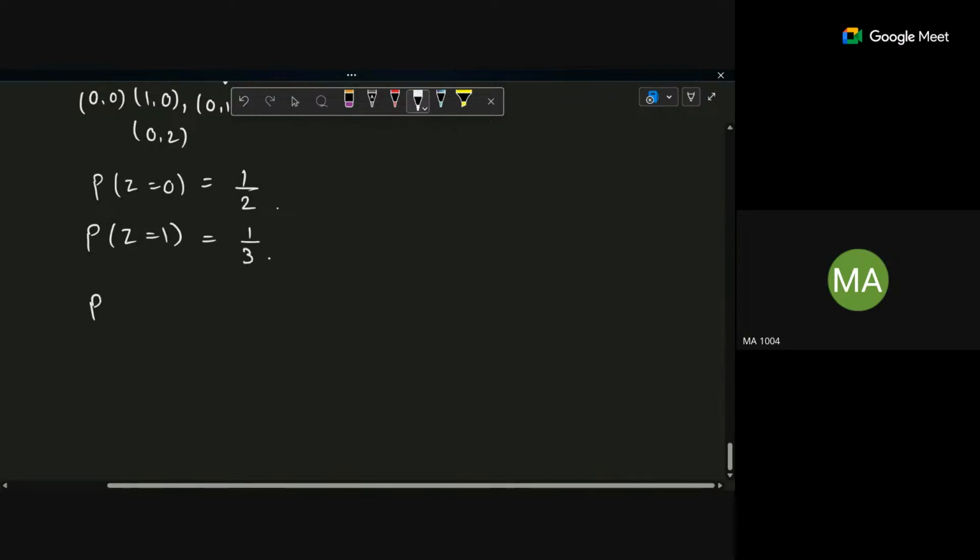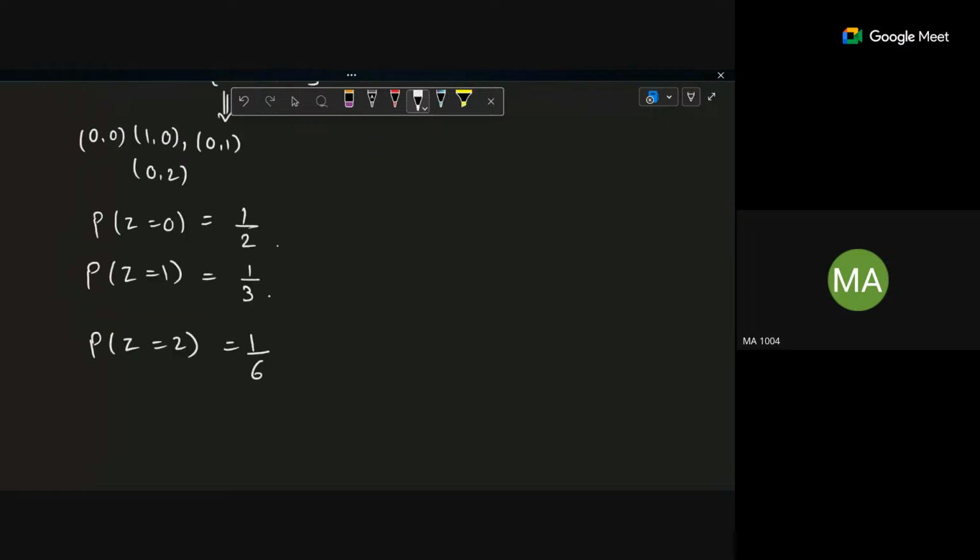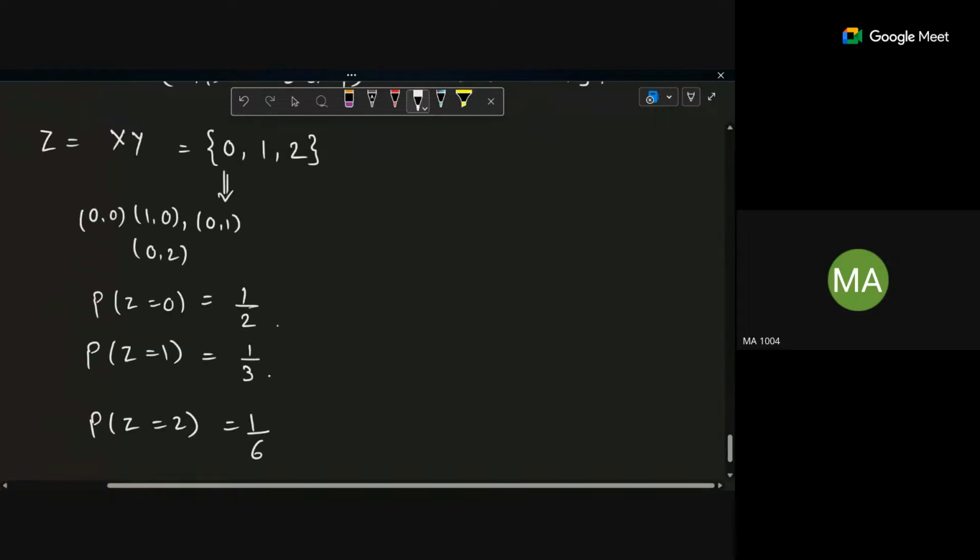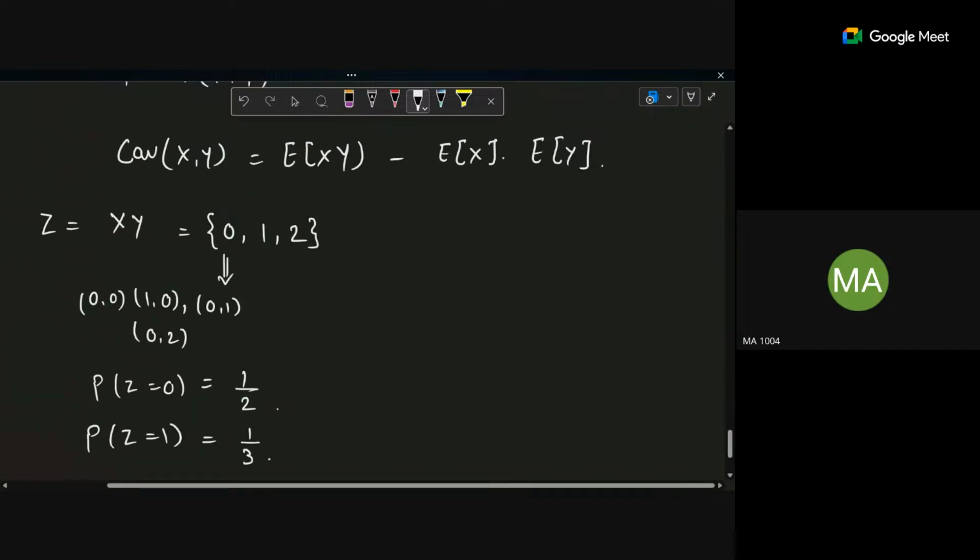1 by 3, and probability that Z takes value 2 is 1 by 6. Now, you know all the values and you know their corresponding PMF also, so you can calculate expectation also. Okay. So should I go for the calculation or next question?